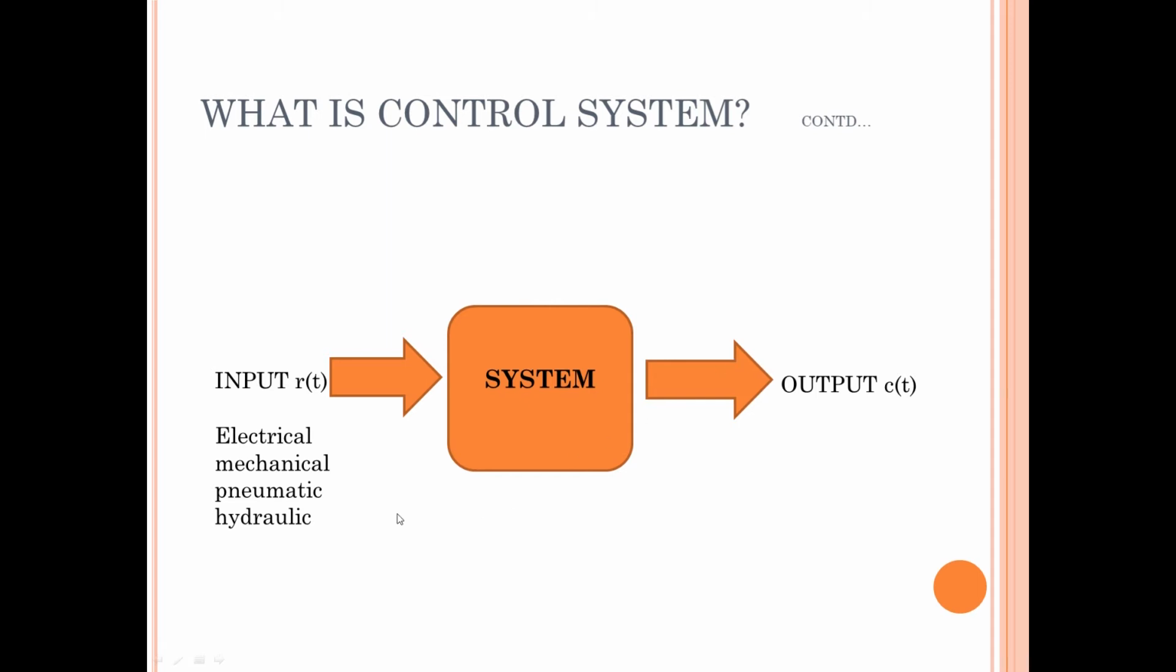And multivariable systems are also possible. That is the MIMO system. That means there are multiple inputs and multiple outputs. But we will consider the SISO only.